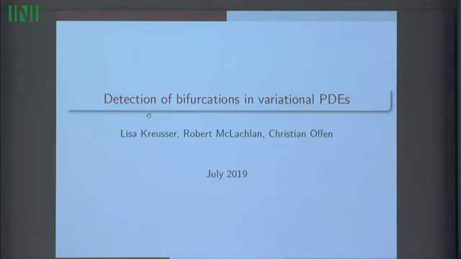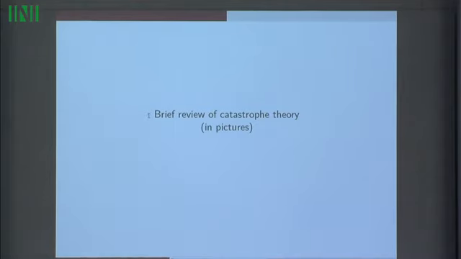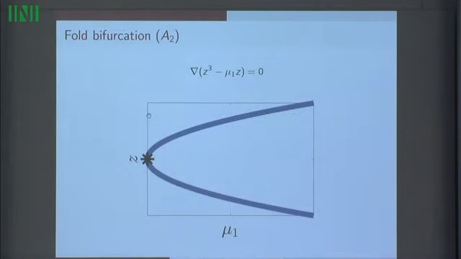Right, so I'll show you a few pictures. You've already seen the fold bifurcation that popped up here in the Bratu problem. The model problem for this is z cubed minus parameter z. If you look at the critical points, it's quite clear that if the parameter is positive, you have two solutions. If the parameter is negative, you have no solutions, and they merge in this way, and this is called a fold. It belongs to the A series, A2.